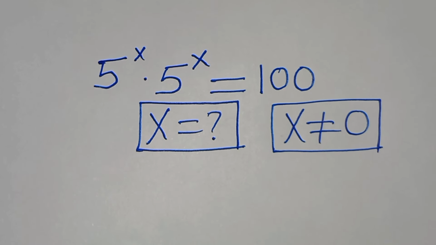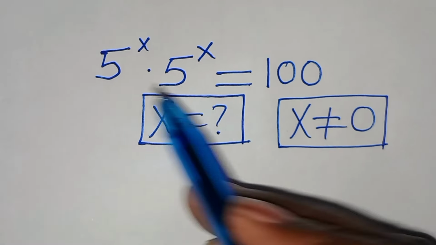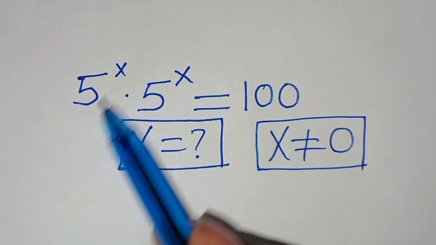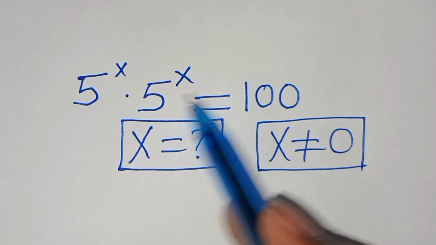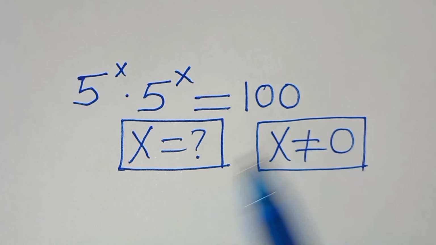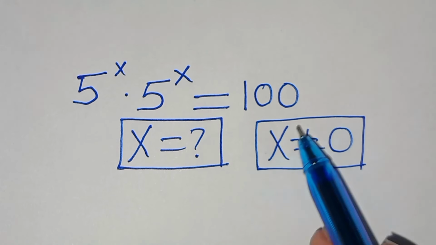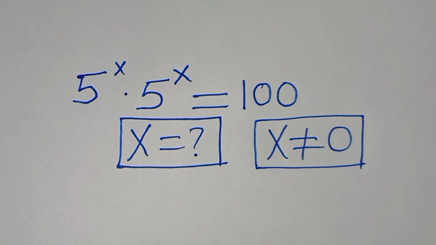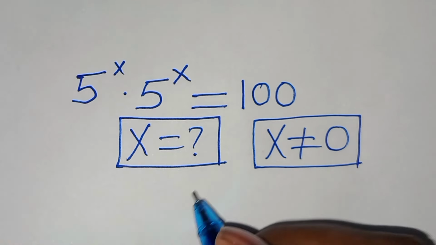Hello everyone, you're welcome to solve this nice exponential equation, which is 5 to the power of x times 5 to the power of x. This is equal to 100. What is the value of x given that x is not equal to 0? So let's present the solution from here.